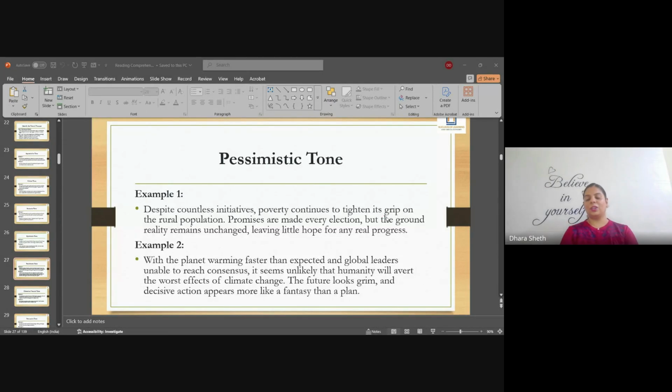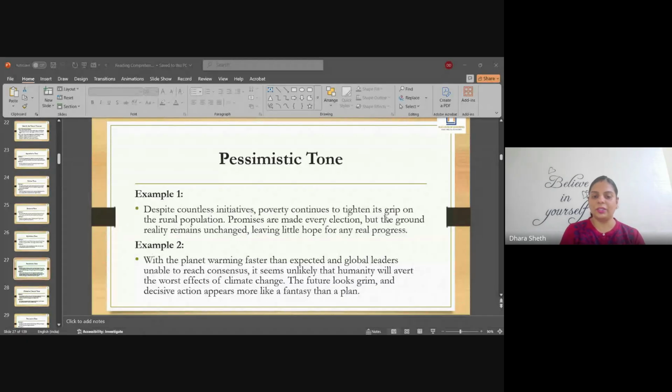When you think, kuch nahi ho sakta, nothing can change. It's going to remain as it is. There's no possibility of things becoming better. Despite countless initiatives, poverty continues to tighten its grip on the rural population. See, it's starting by saying that despite countless initiatives, the poverty is still increasing. So if I have to paraphrase this sentence, I would say, although a lot of things are being done, poverty is still increasing. That's the paraphrase or the summary.